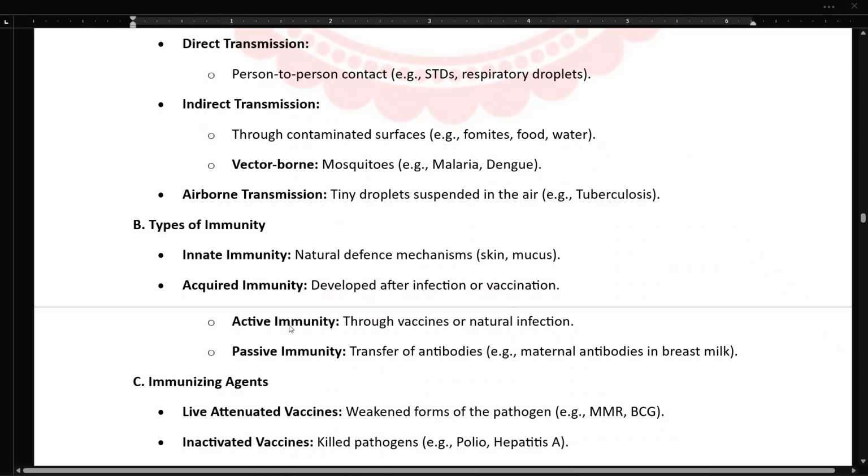Then we have acquired immunity. It is basically of two types, active and passive. Active is the one which you get from vaccines and natural infection, right? Passive is the one which you get from maternal breast milk, right? Maternal antibodies from breast milk.